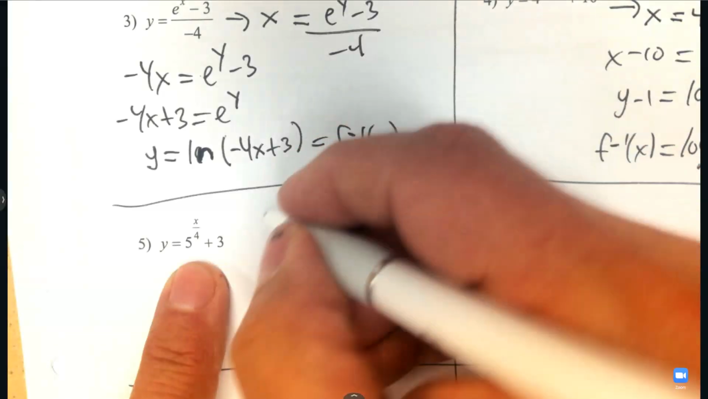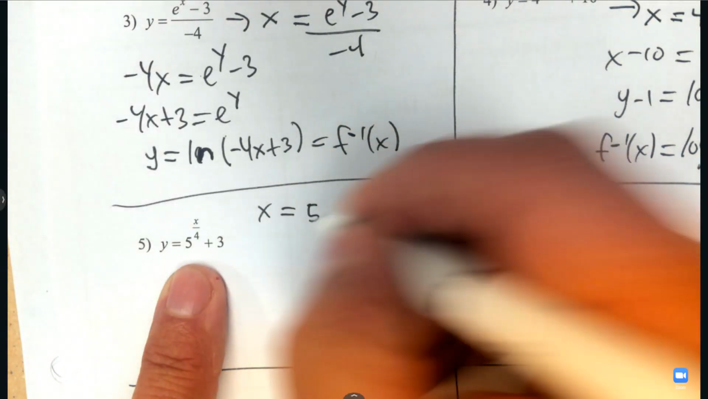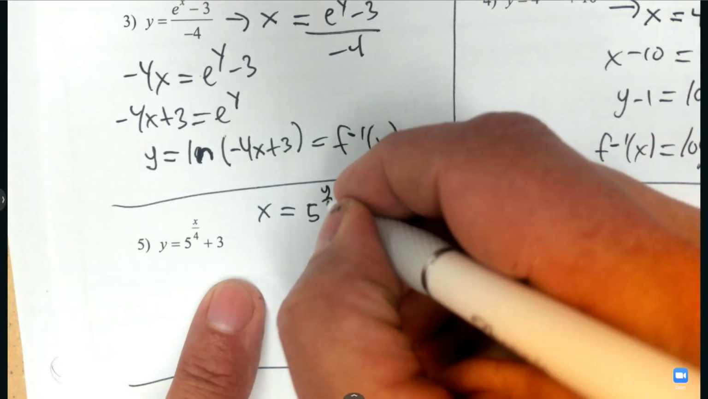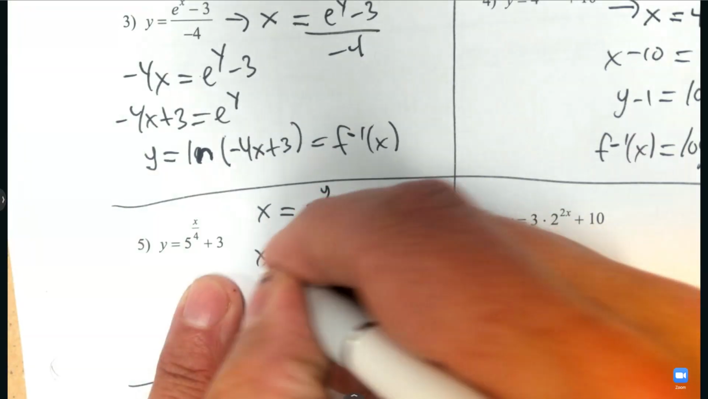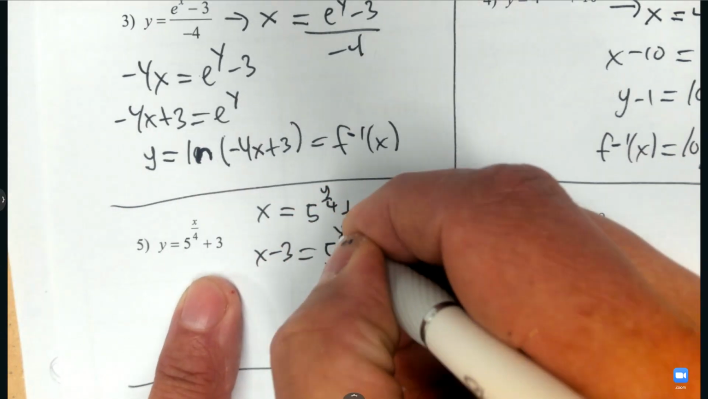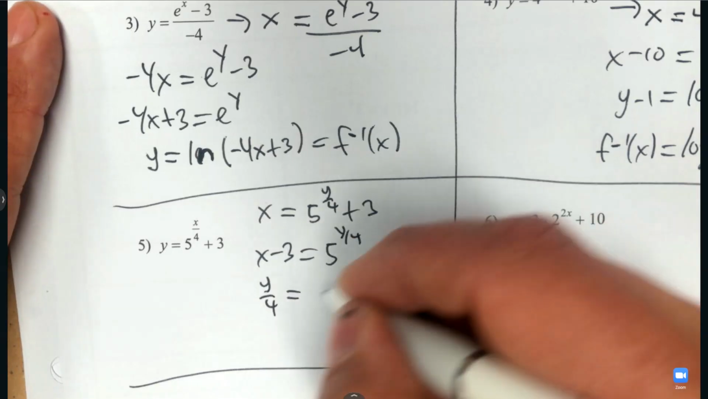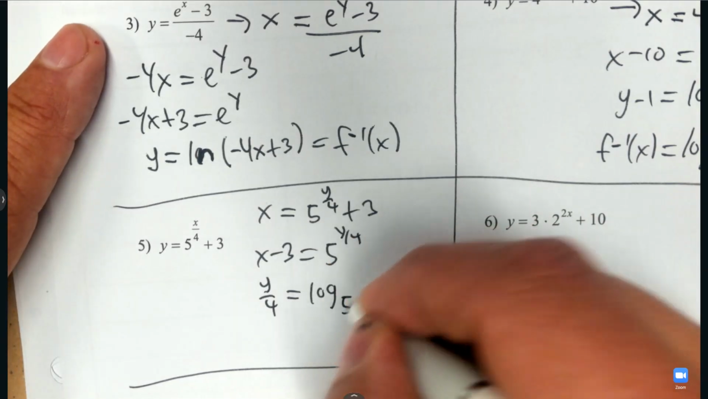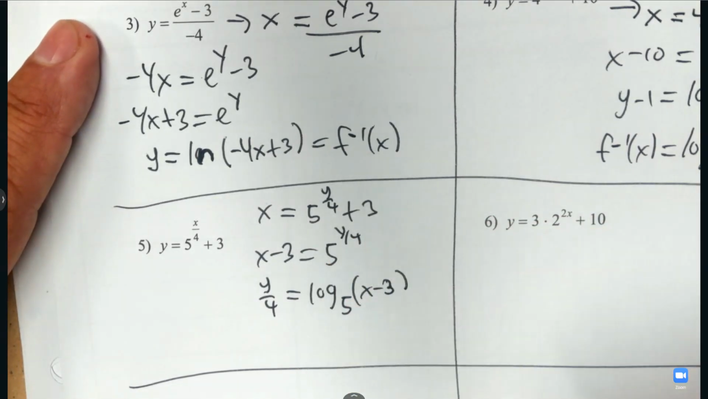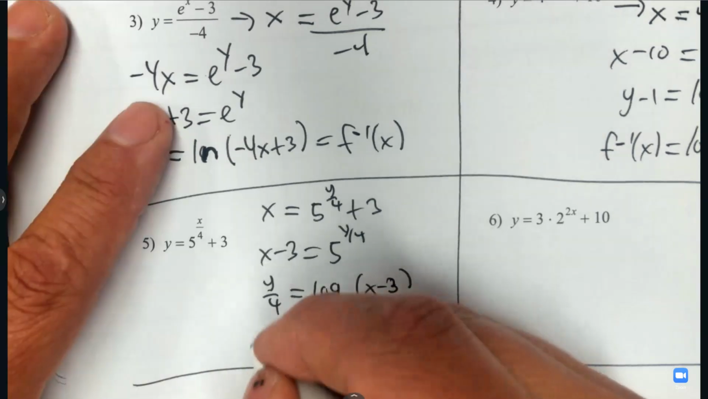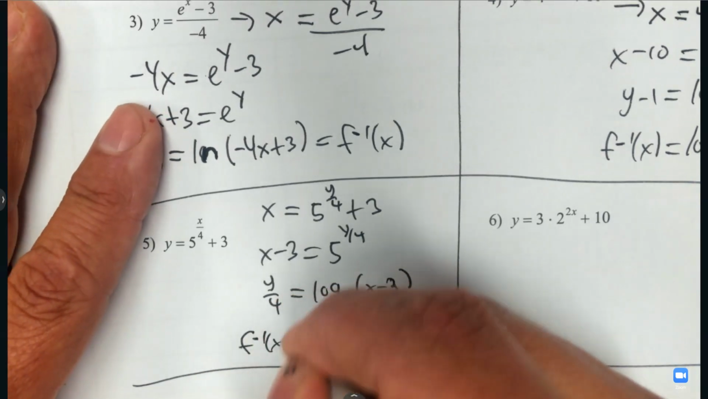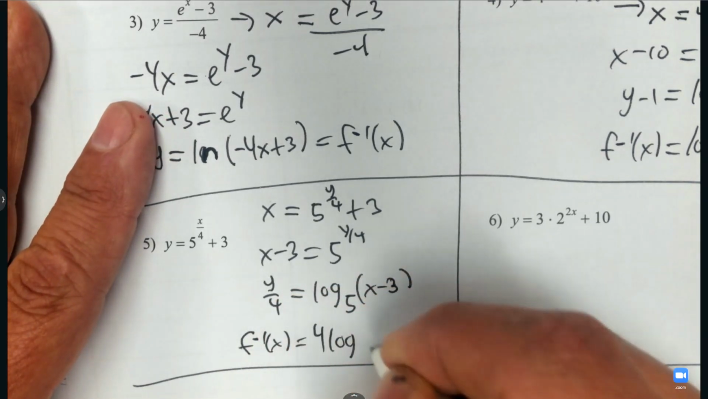All right, we're going to inverse this. X equals 5 to the exponent y divided by 4 plus 3. Subtract 3. Now the exponential is isolated. Write it as a logarithm. So y divided by 4 equals log base 5 of x subtract 3. The inverse of dividing by 4 is to multiply, and you have your answer.